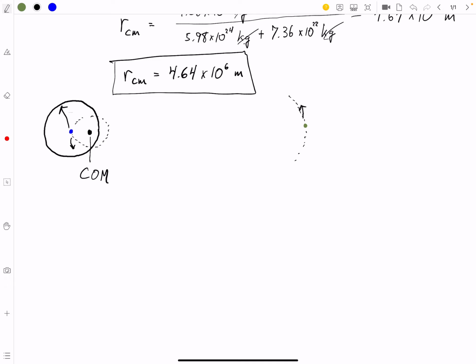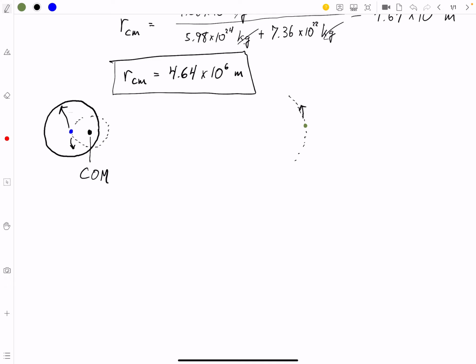So what does the Earth do? The Earth just kind of wobbles, right, around that center of mass due to the moon doing its thing. So the Earth wobbles around. They both rotate, okay, about that center of mass.